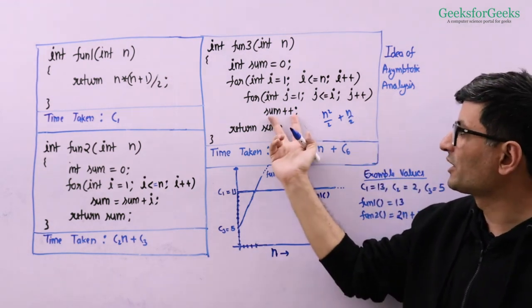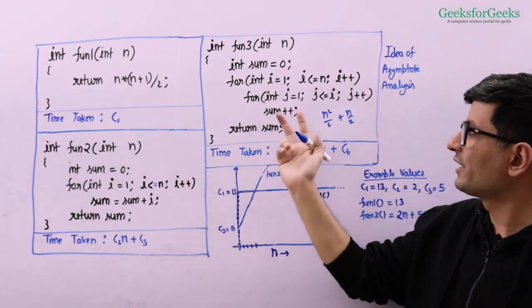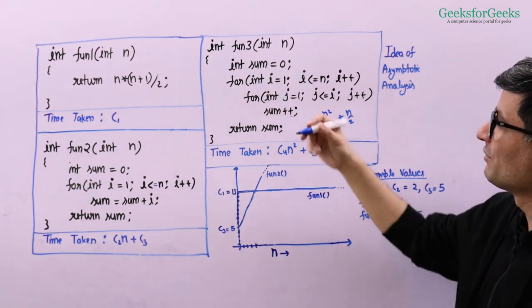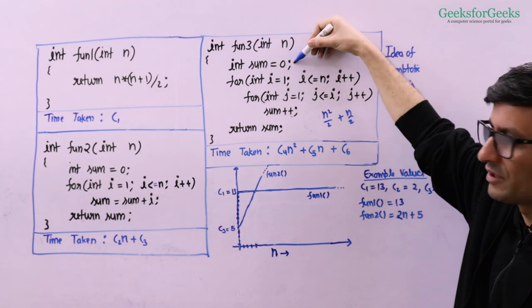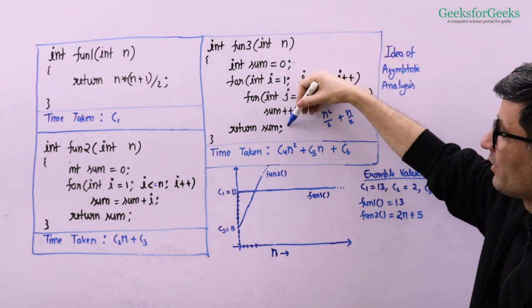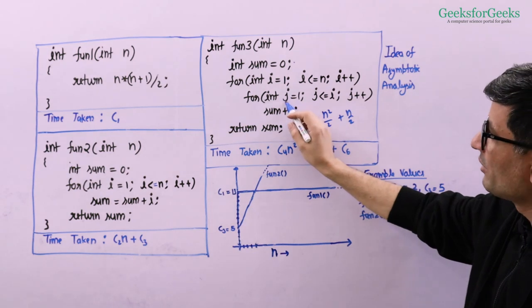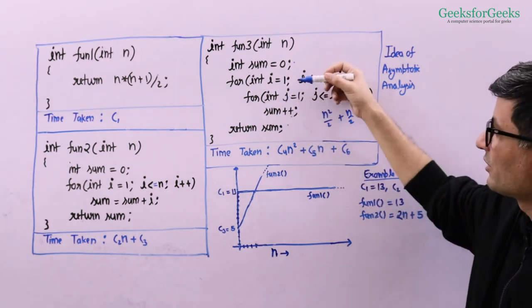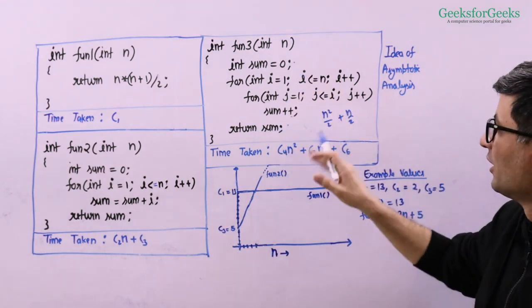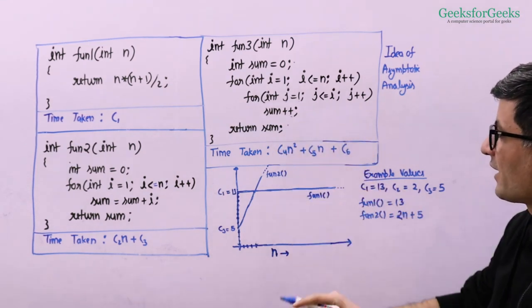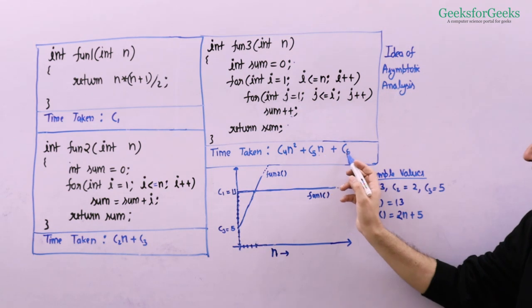So those many times this expression is being evaluated, and then there are some other expressions which are being evaluated a different number of times. For example, this is being evaluated once, so this is also being evaluated once. This is being evaluated n times, right? Because this j equal to 1 initialization happens for every value of i. So overall, I can write it as C4n square plus C5n plus C6.